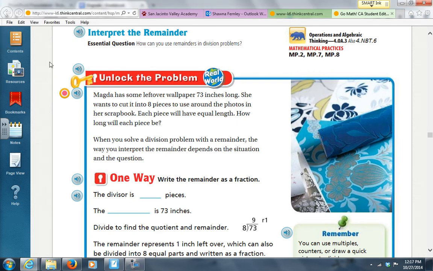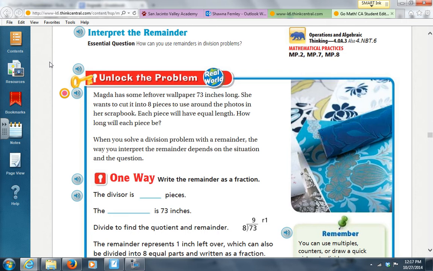Alright, so we know what the remainders are. How are we going to use them in division problems? Magda has some leftover wallpaper, 73 inches long. She wants to cut it into 8 pieces to use around the photos in her scrapbook. Each piece will have an equal length. How long will each piece be?